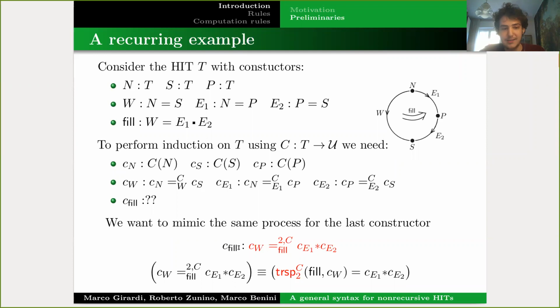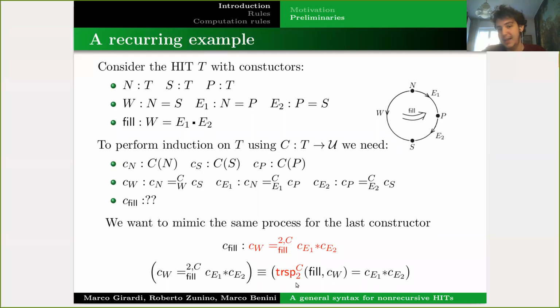We would like to find the induction method for the constructor field in a type that resembles something like this. The proof of a path connecting the proof of W and the concatenation of the proofs of E1 and E2 that lies over the path field, where this is, in analogy with what happens with level 1, an abbreviation for this identity type here. So we have a transport 2, which is yet to be defined, of course, along field of CW equals what we have here on the right-hand side.